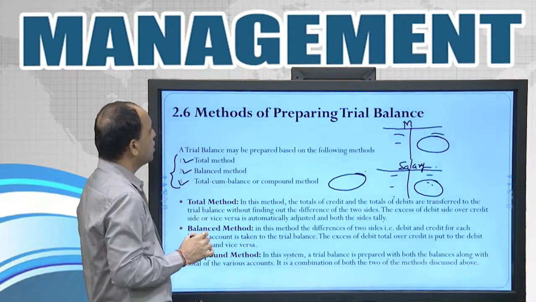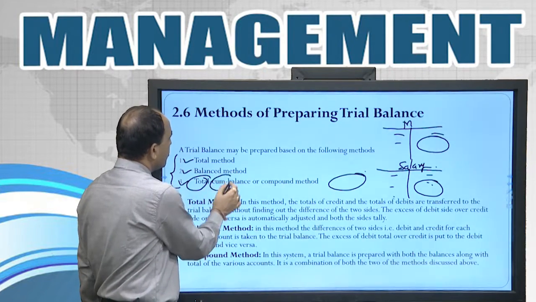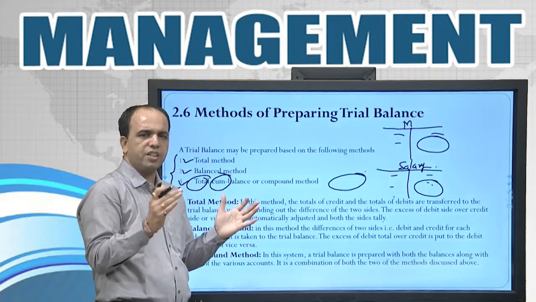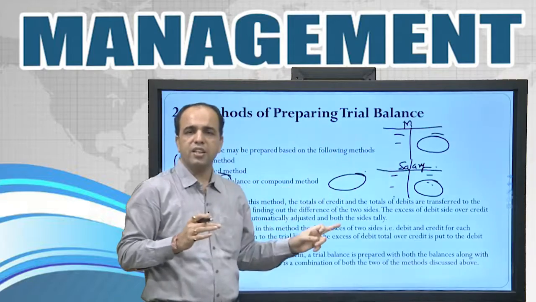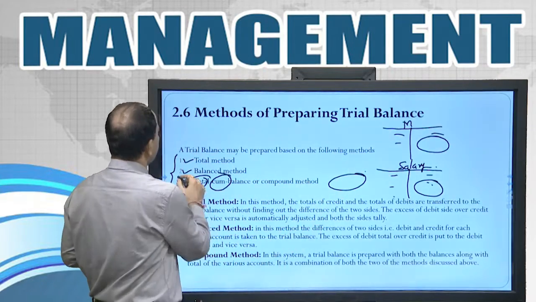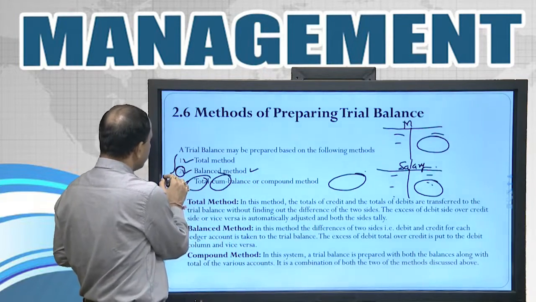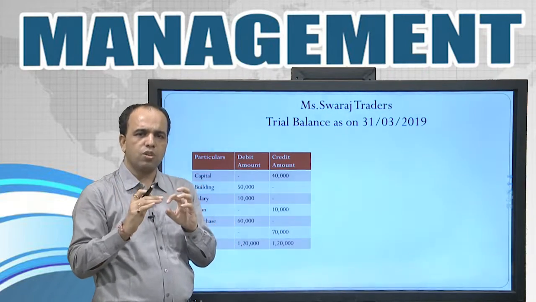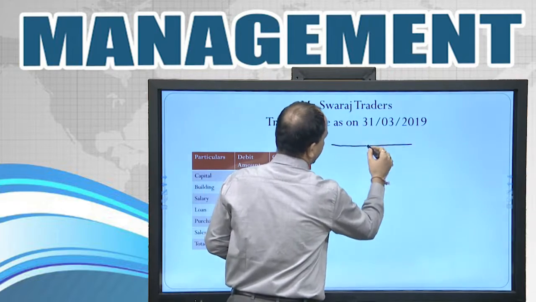Third is the total cum balance or compound method. Total cum balance means total and balance method. This is a combination, that's why it is called the compound method, where we are writing all the entries as well as the balancing amount also. Friends, generally the balance method is very popular to prepare a trial balance, right, what we have written. Now see, generally when we find out the balancing figure from various accounts, just pay attention.